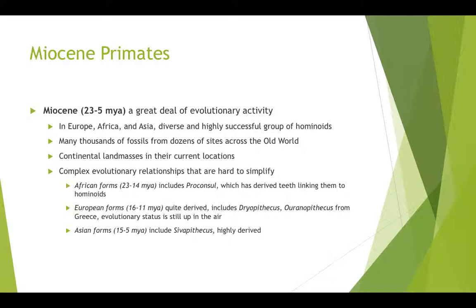The continental land masses reached their approximate modern positions during the Miocene, which of course limited any transfer, any gene flow between the New World and Old World, made paths between Africa and Asia and Europe a little more restricted. You know, you kind of only have this one way through which you can go. We see some complex evolutionary relationships that are hard to simplify, but we break up the Miocene primates into three predominant groups. We have the African forms that persisted from 23 to 14 million years ago.